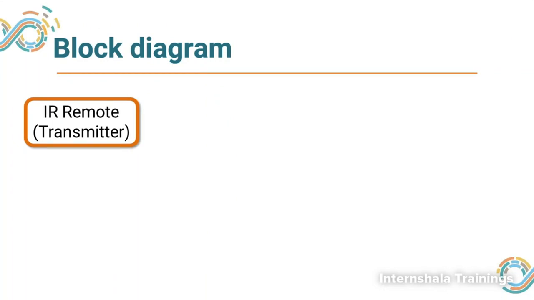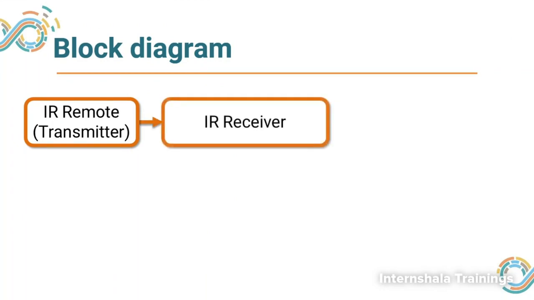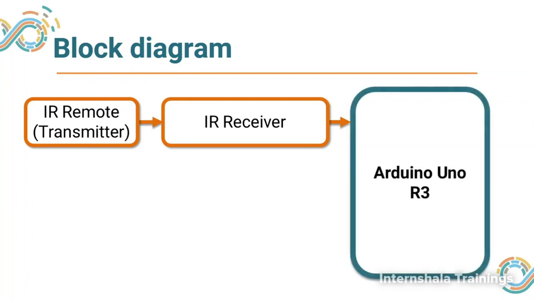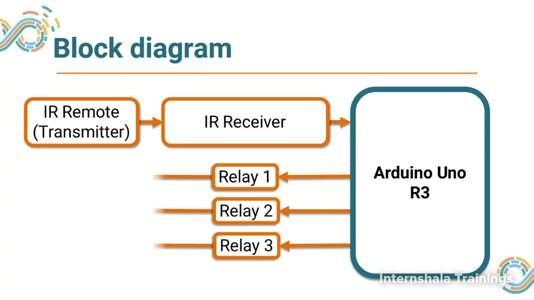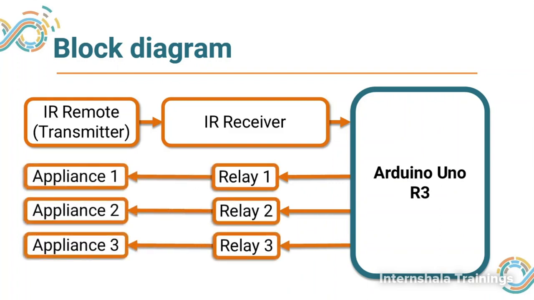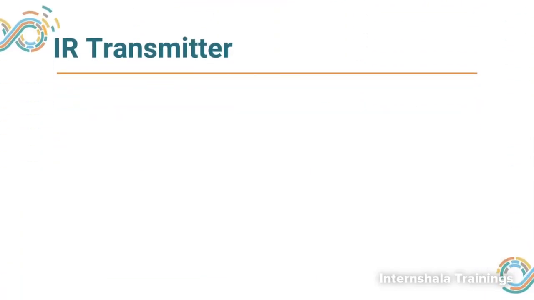First of all, we need the IR remote, which is our transmitter. Then we need an IR receiver, which is going to decode the pressed buttons. Then we need a microcontroller, in our case that is Arduino. Once we program it with some conditional statements, we can use external relays and control some appliances or any digital device. So we discussed two new components: one is the IR transmitter and one is the IR receiver.